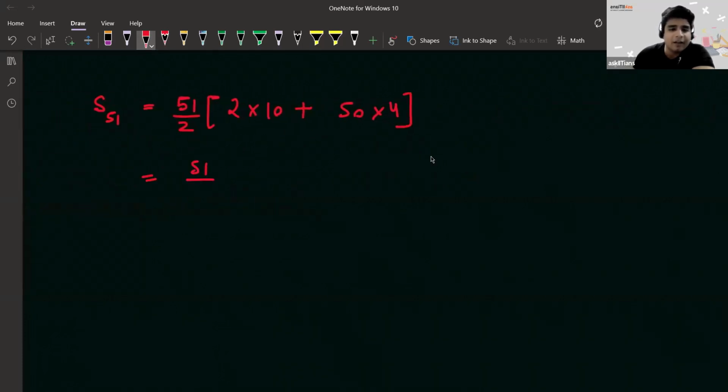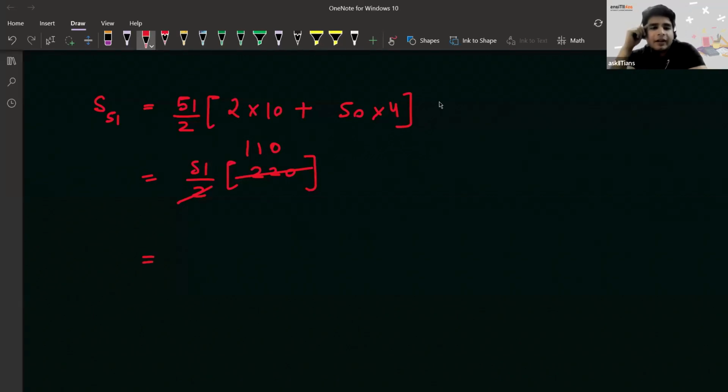Okay, so 51 divided by 2, 20 plus 50 multiplied by 4, that is going to be how much, everyone? That is going to be 200. Right, that is 220 plus 200, that is 220 times 51 over 2, and cancelled, 110. I hope this is pretty much clear to you all. Please tell me yes or no. So that is going to be 510 plus 51. So 561 and 0 as it is. So 5610. I hope this makes sense to all of you. Please tell me yes or no. Yes, so that is how you solve it.